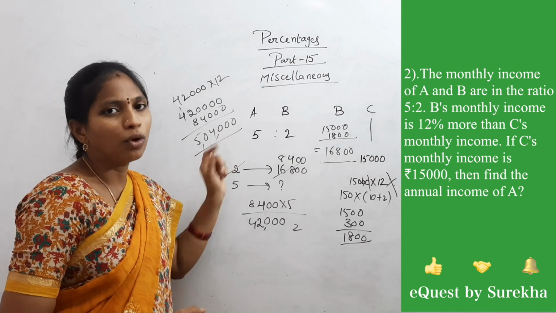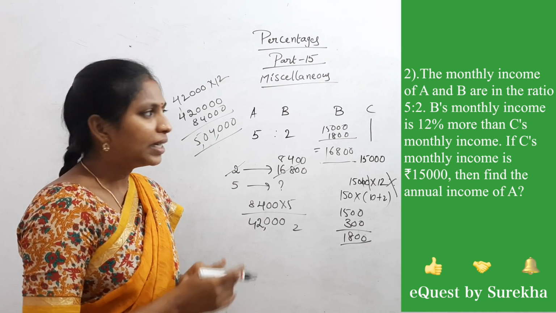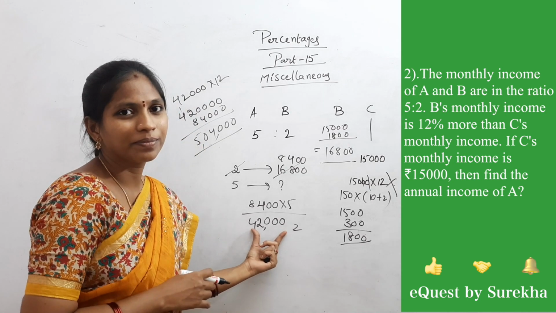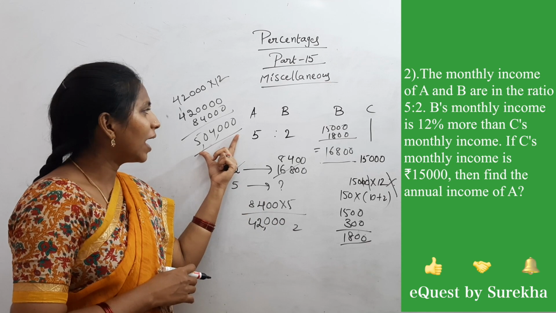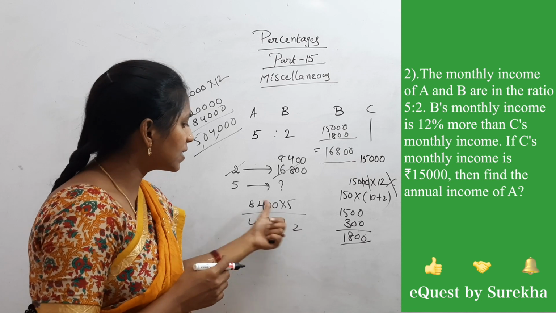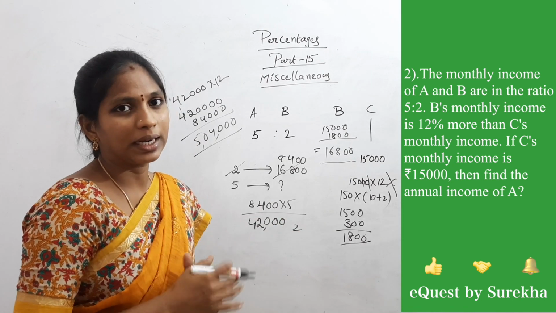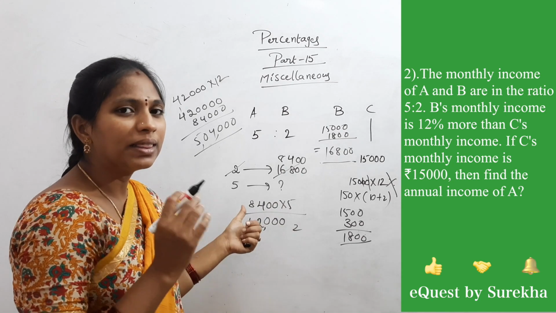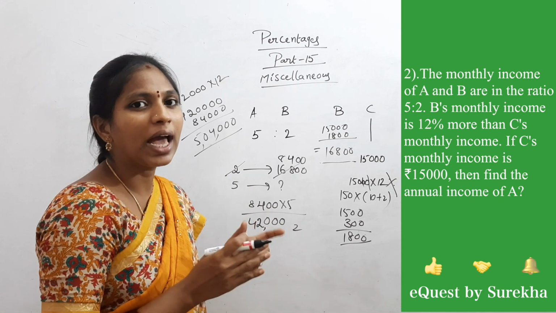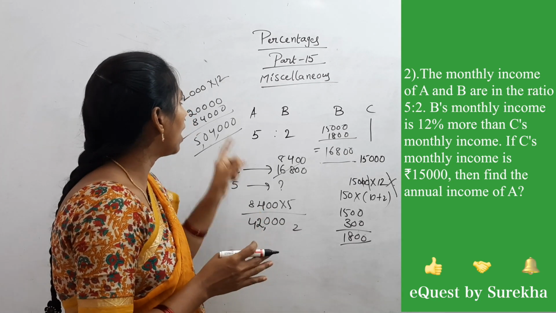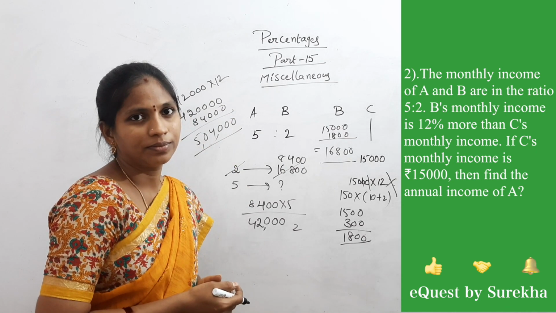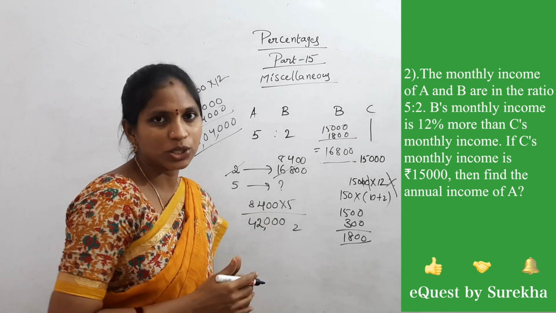5 lakhs 4,000. But in options 42,000 must be there. And 5 lakhs 4,000 is also there. By mistake, if you put answer as 42,000, you lose 1 mark. Because this is monthly income of A, not annual income of A. We should find out annual income of A. So definitely we have to multiply with the 12. Answer is 5 lakhs 4,000. Now move to the next one.